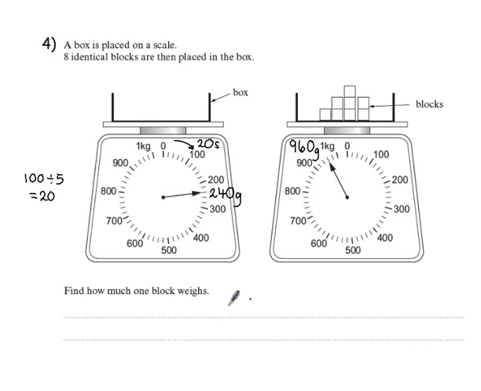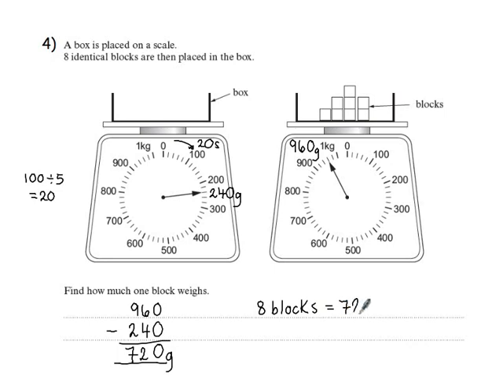So 960 take away 240. If we do a little take away sum, 0 take away 0 is 0, 6 take away 4 is 2, 9 take away 2 is 7. So we have 720 grams left. So if we've taken away the weight of the box, that means the 8 blocks that are left over weigh 720 grams.